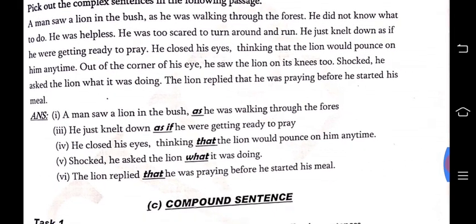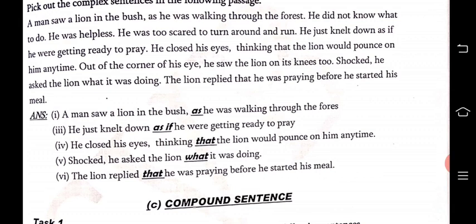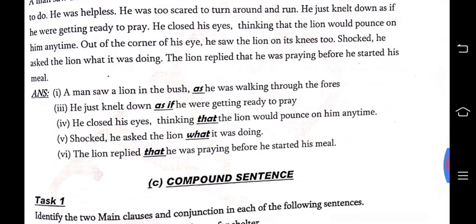And then see, he just knelt down. He, subject, knelt, verb, down. That means verb and object are there. And then here, as if he were getting ready to pray. So "as if" is a subordinate conjunction. The subject is he, and "were getting ready to pray" is the sequence in the sentence.